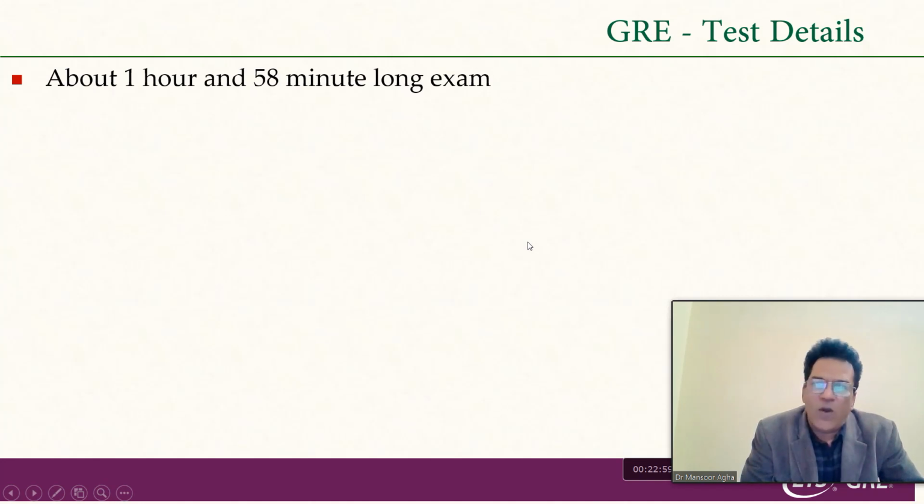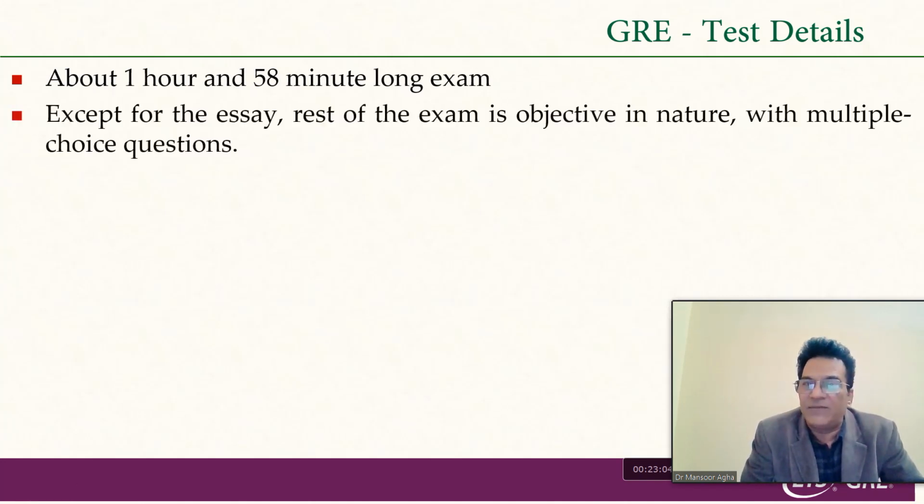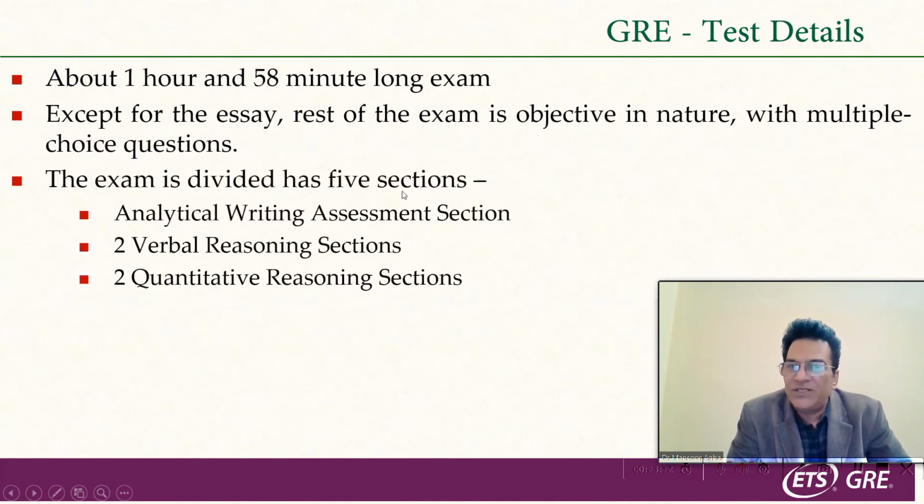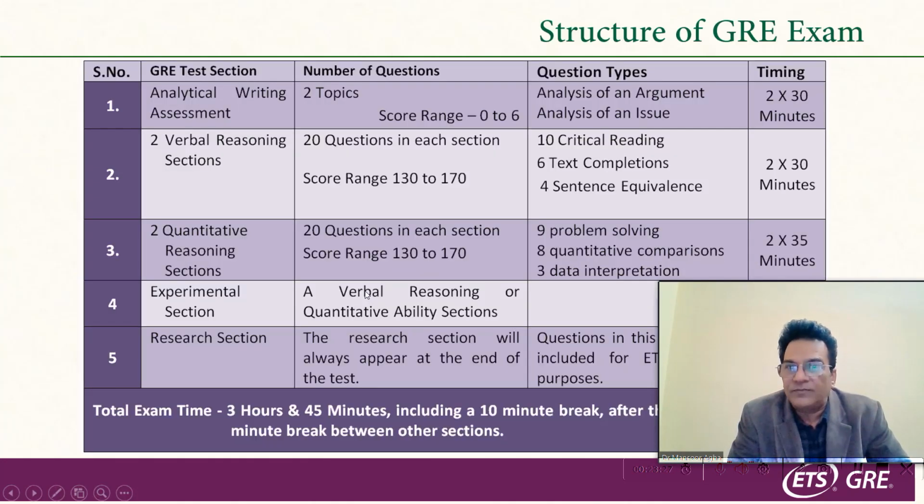It is a 1 hour 58-minute long test if I go into the specific details of this examination. And except for the essay, the rest of the examination is objective in nature and has multiple choice questions. This examination is divided into 5 sections. There's a section of analytical writing assessment, two verbal reasoning sections, two quantitative reasoning sections. I'm going to touch upon the AWA and the verbal reasoning section for a moment until I go into details of the quantitative reasoning section.